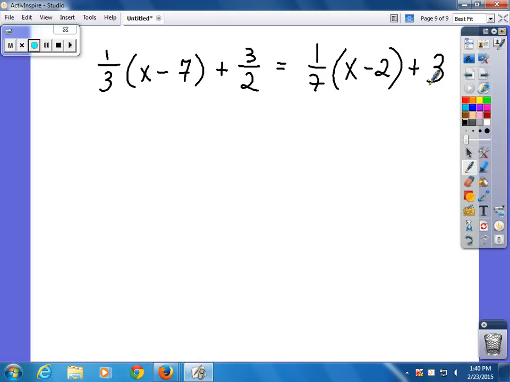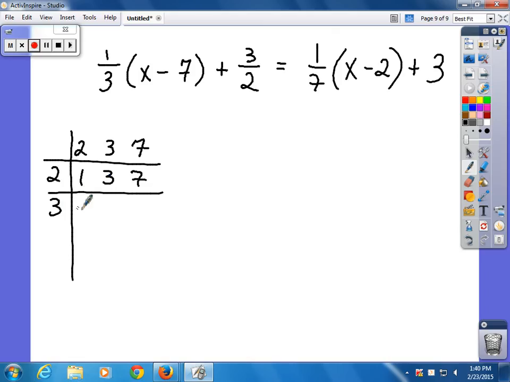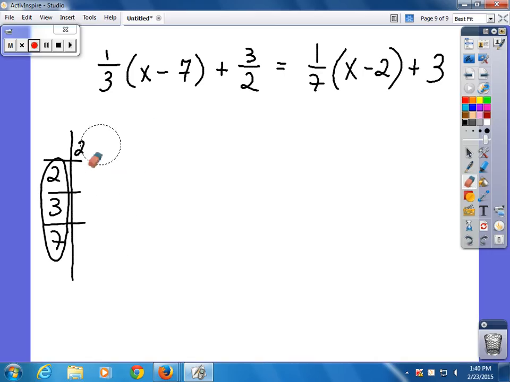Just to recap, the denominators are 2, 3, 7. Unit 1, 2, 3, 7. 2, that's 1, 3, 7. 3, 1, 1, 7. 7, 1, 1, 1. So what's 6 times 7? 42, Hubert. Thank you, class. So what's the common denominator?